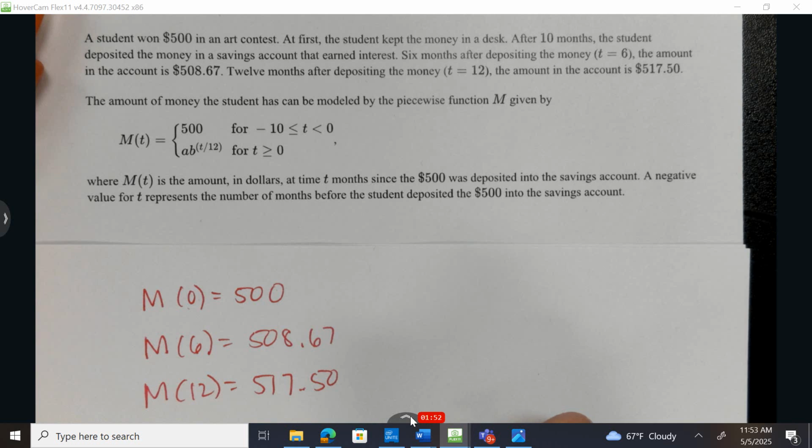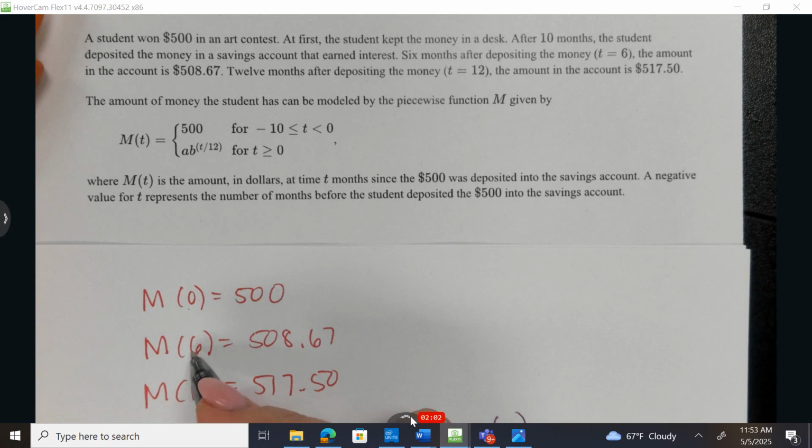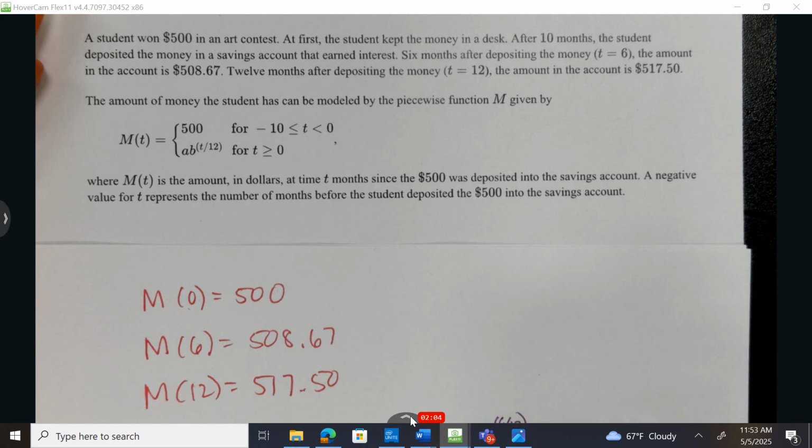Now we have m of 6. M of 6 equals a times b, and again, in this position, I'm plugging in 6, so 6 divided by 12. Now m of 6 is 508.67.